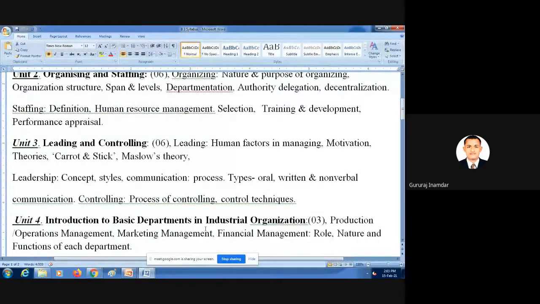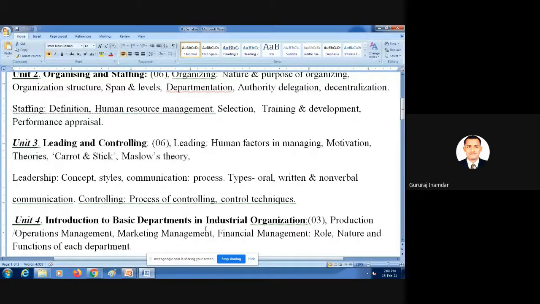Next is controlling. What is controlling? Controlling is nothing but whatever steps we have followed: planning, organizing, leading, staffing. Now controlling of the overall department is controlling. Controlling is nothing but measurement. In simple words, controlling is nothing but measurement.